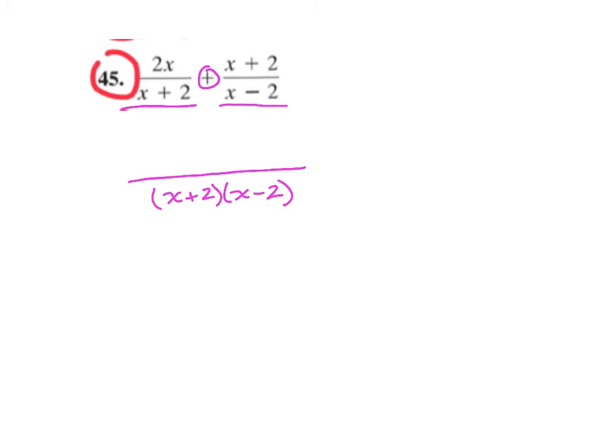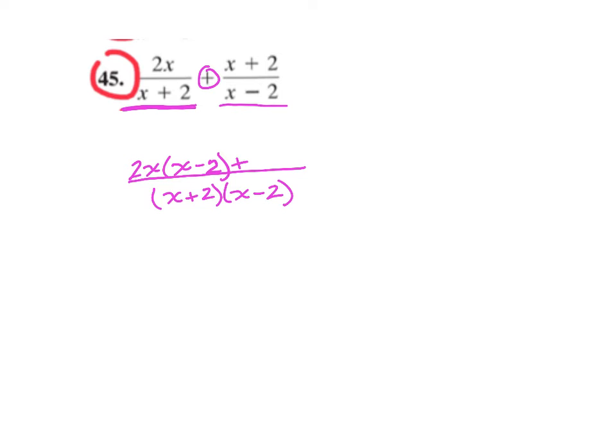Then I have to compare my old denominator for each fraction separately with the new one. So the old denominator for the first fraction is just x plus 2. So if I compare x plus 2 to the bottom, which has an x plus 2 and an x minus 2, I've added an x minus 2. So I have to multiply the top, that 2x, by x minus 2. So I'm going to do that. Then I come to a plus sign. I'm going to bring that down.